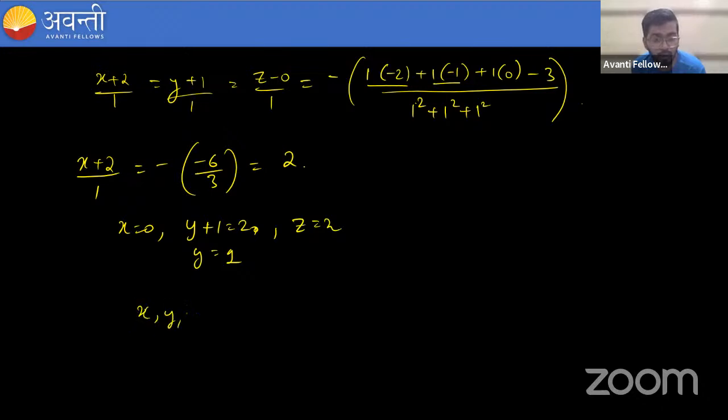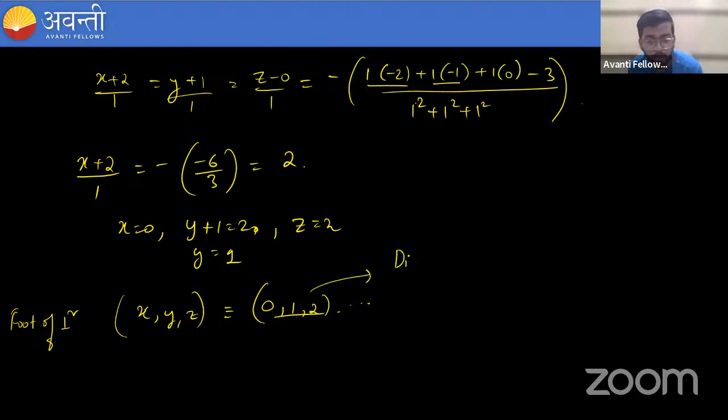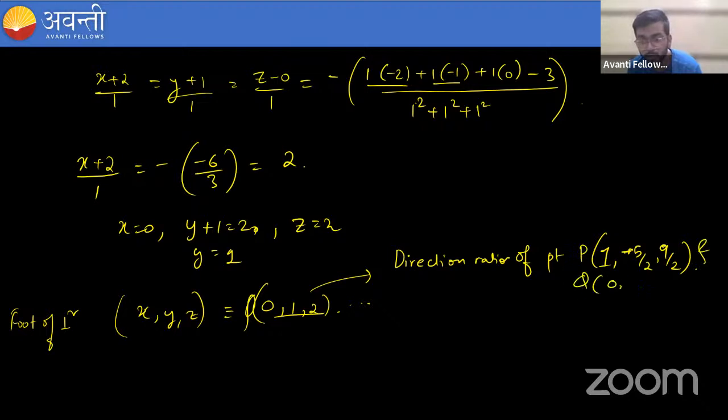So the foot of the perpendicular (x, y, z) is (0, 1, 2). Now the point P that we had found is (1, -5/2, 9/2). Let us say this is point Q, (0, 1, 2). The direction ratios of the line through P and Q will be 1 minus 0, which is 1, minus 5 by 2 minus 1, which is minus 7 by 2, and 9 by 2 minus 2, which comes out to be 5 by 2. So we have got the direction ratios.